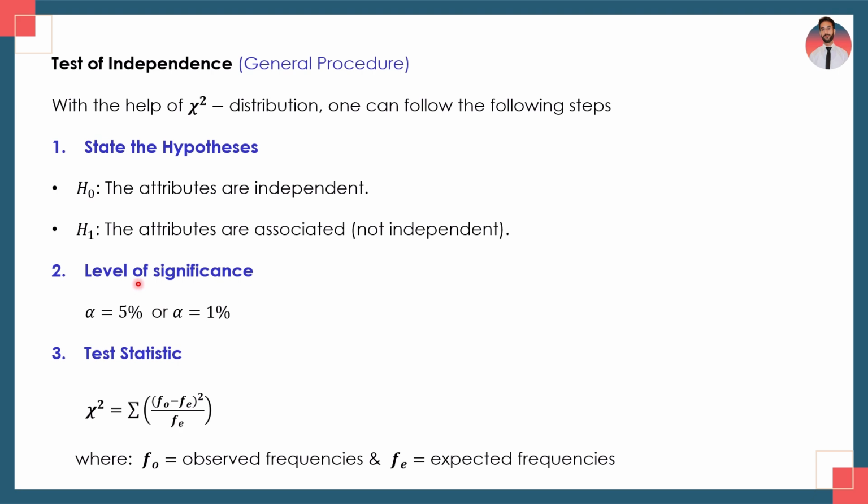Second step is the level of significance, which is denoted by alpha. Alpha can take 5% or 1%, which is the probability of rejecting H0 when H0 is true. And the third step is the test statistic. Here we use the formula chi-square equals summation of (FO minus FE) whole square over FE, where FO denotes observed frequencies and FE is expected frequencies.